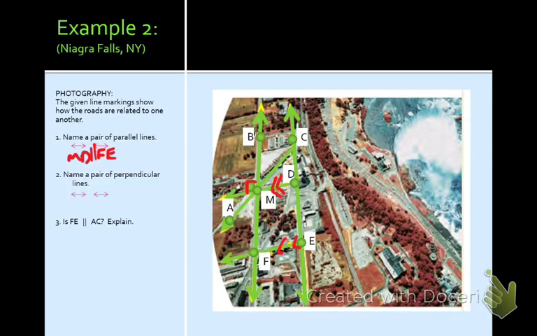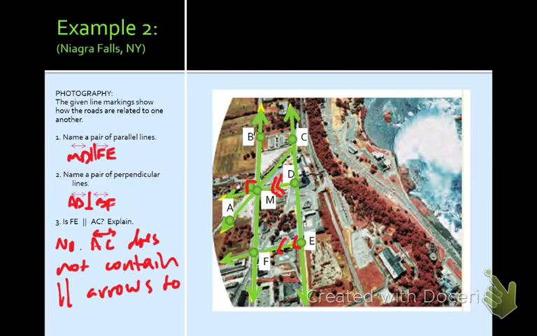Okay? Perpendicular lines, you see the right angle box there. Line AD is going to be perpendicular to line BF. And lastly, is line FE parallel to line AC? The answer to this is no. You could say something like AC does not contain arrows, does not contain parallel arrows to show. Something like that. All right? But you'd want to use the diagram. Okay? All right. Moving on.